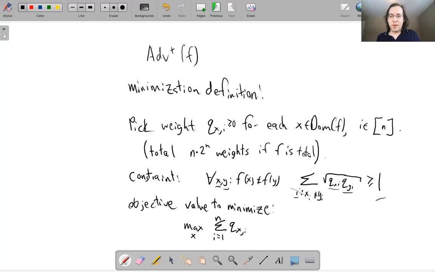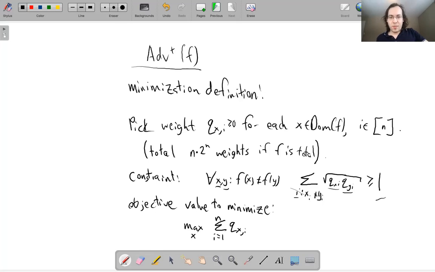So this is the objective value to minimize. And so this minimization problem defines ADV±(F), even though it's very non-obvious that you get the same definition as before. So there's another way to define the positive weighted adversary bound. And it's a good way to get upper bounds on the positive weighted adversary bound, because for any feasible solution here, if you just show that your weight scheme is feasible because it satisfies the constraint, and you calculate the objective value, then you immediately get an upper bound on the adversary bound of F.